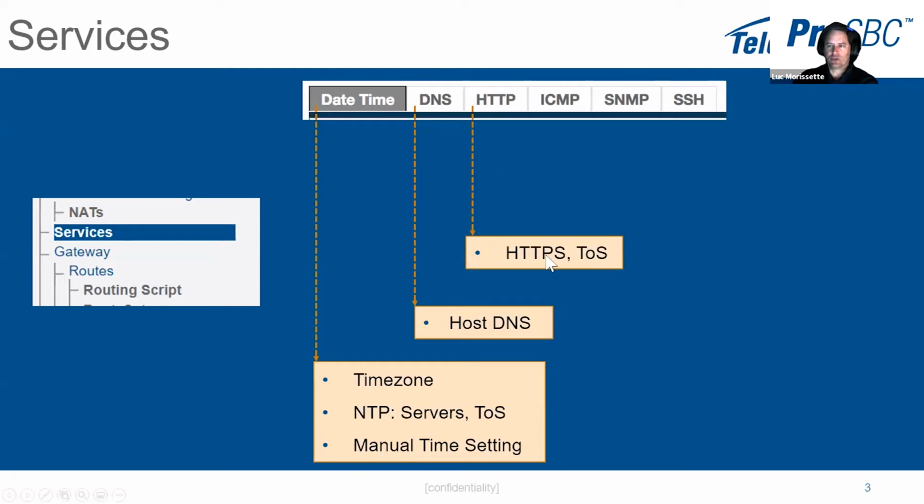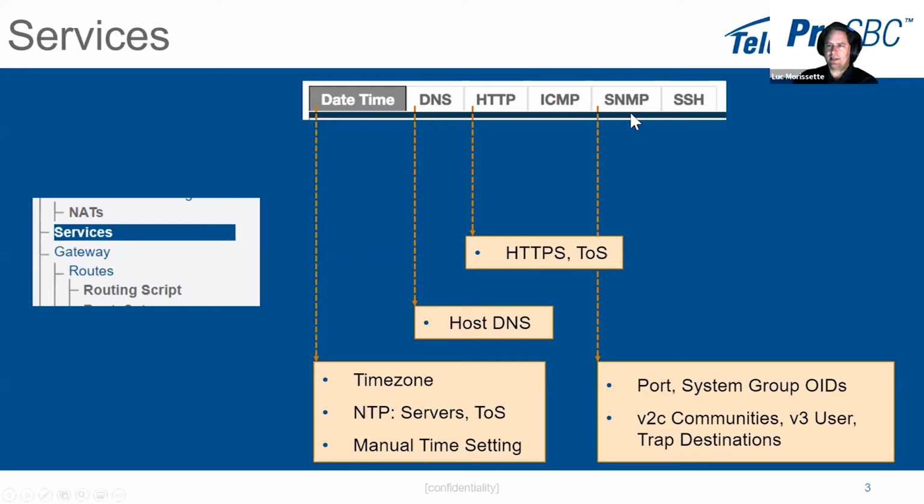HTTP here, you can choose the port that you want to access the system or change it to HTTPS. ICMP here, there's nothing important. SNMP, I will show you how to configure this. And SSH, you can also change which port SSH is accessible on, and which IP interface.